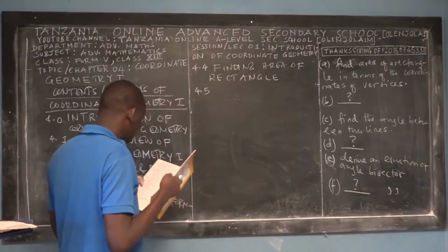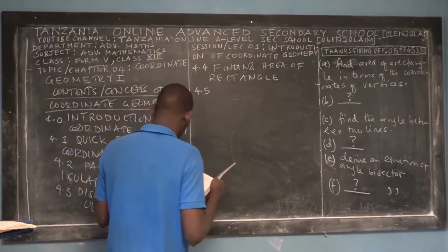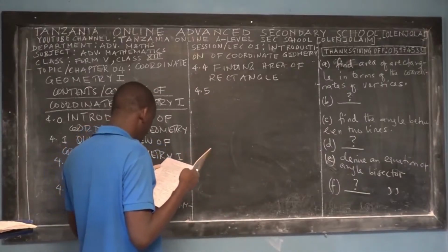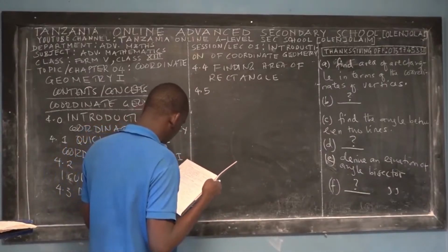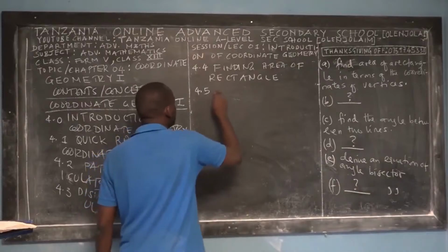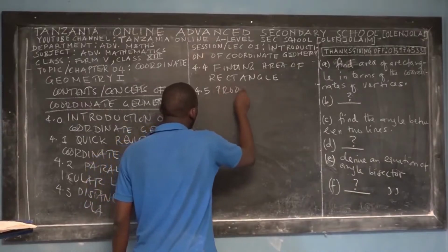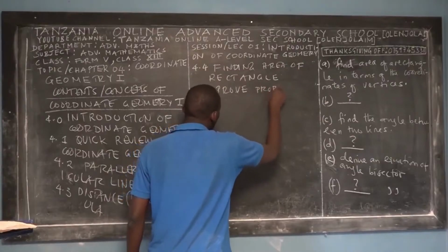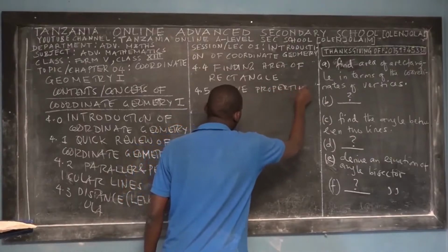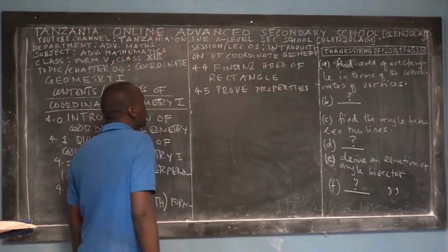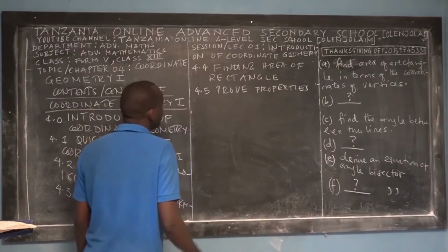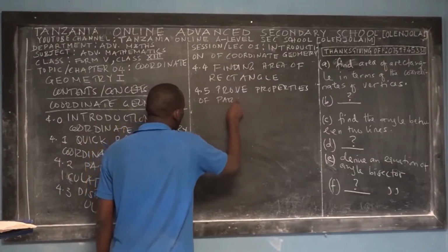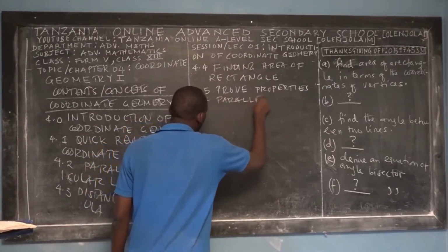The next concept will teach you how to prove properties of a parallelogram in terms of coordinates. I'll teach you how to prove properties, as the second specific objective of the rectangular Cartesian coordinates, with properties of a parallelogram.